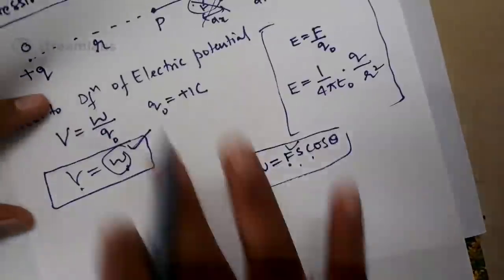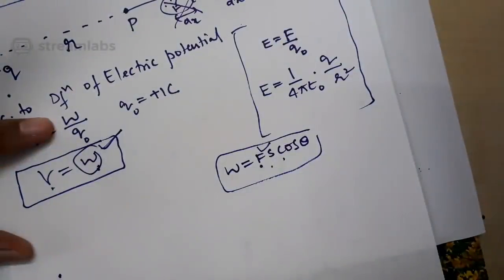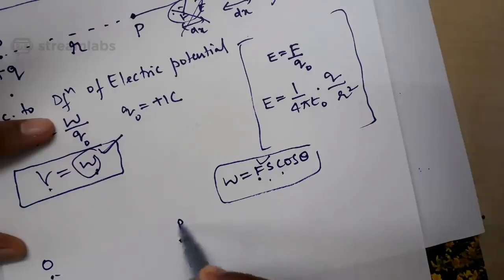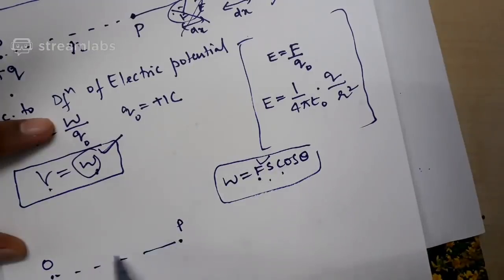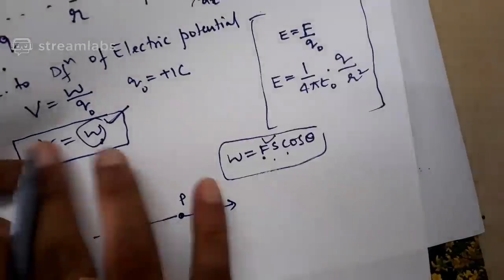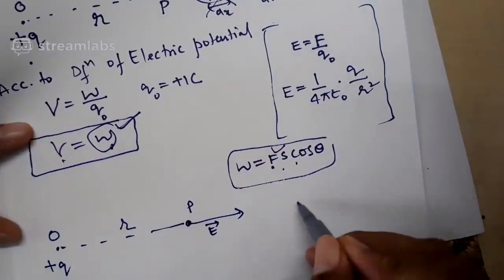If you are getting confused, I'll redraw the diagram. There is a plus Q charge at some point O. There is a point P selected at a distance R from the plus Q charge. There is already an electric field at point P. My aim now is to calculate the electric potential at point P. It is already explained here.